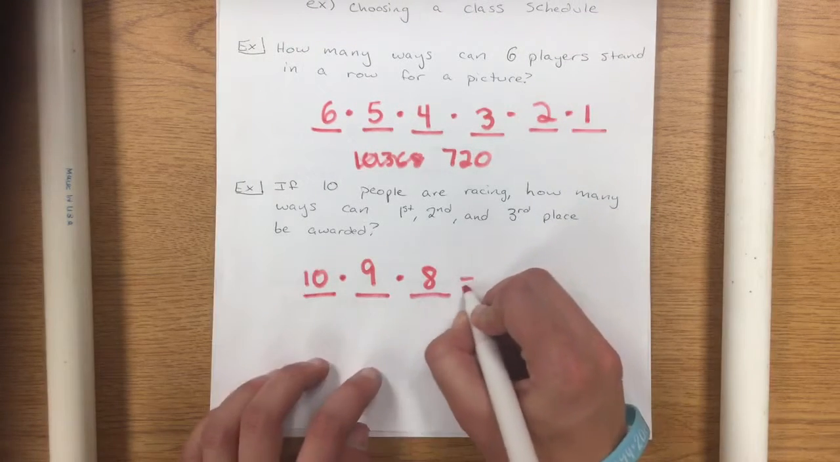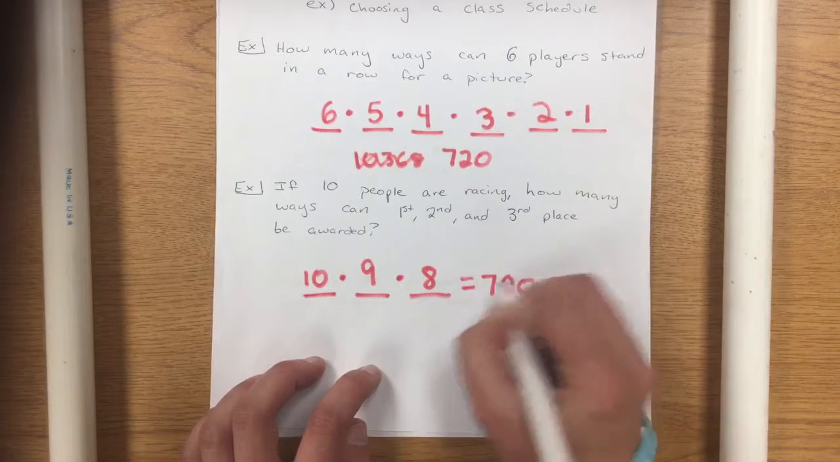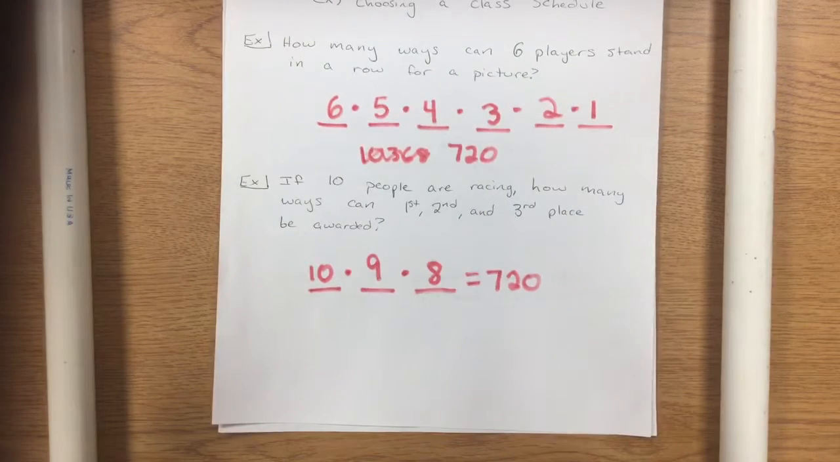I got 720. So we have 720 ways that we could award first, second, and third place when we have 10 people.